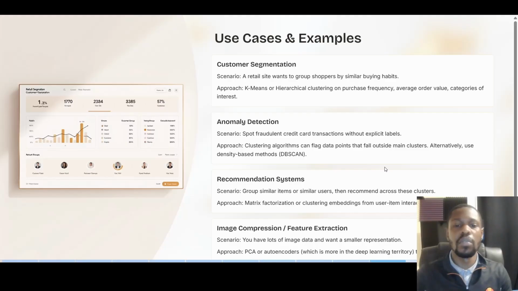Recommendation systems. We have a scenario where we want to group similar items or similar users, then recommend across these clusters. One approach is to use matrix factorization or clustering embeddings from user item interactions.